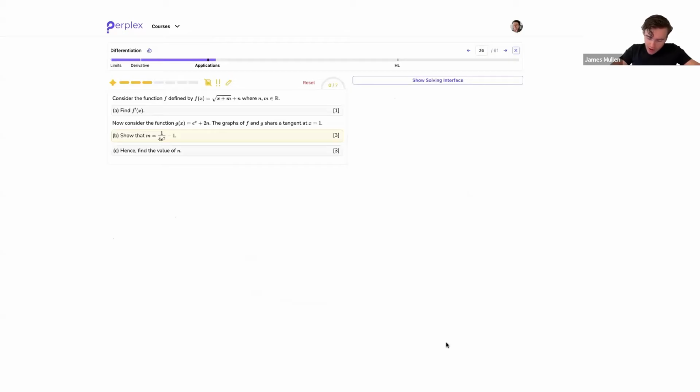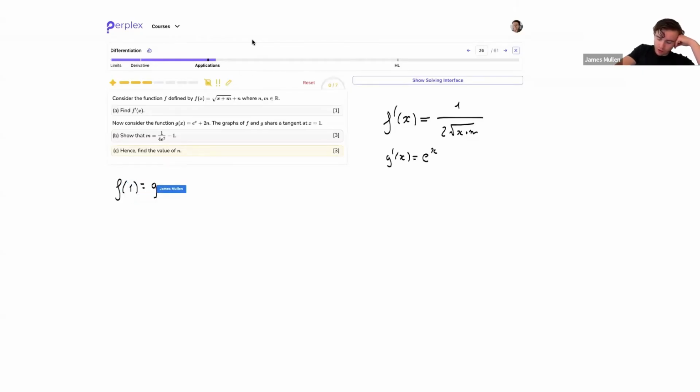Now, I'm just going to remember the derivatives that I have, which are f prime of x is equal to 1 over 2 square root of x plus m, and g prime of x is equal to e to the x. We shouldn't need them again, but still. And I'm now looking for the value of n. The value of n I'm going to find by using the fact that the functions are equal at these 2 points. So in particular, f of 1 is equal to g of 1, which means that the square root of 1 plus m plus n is equal to e to the x plus 2n.